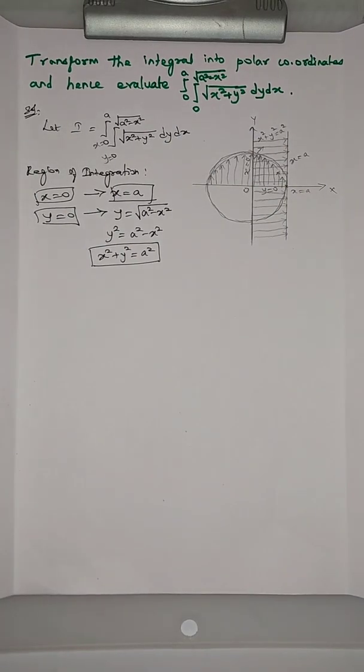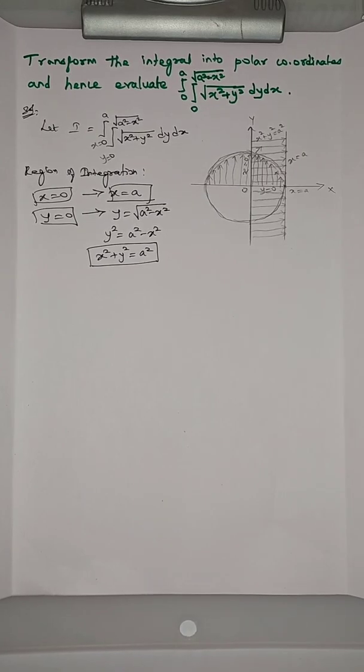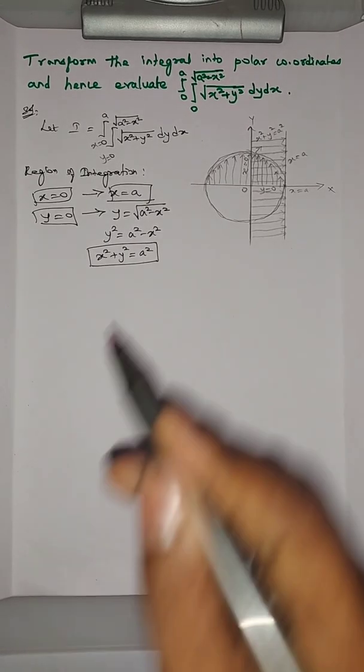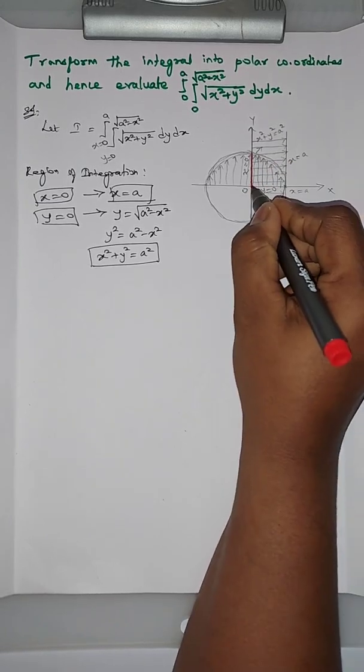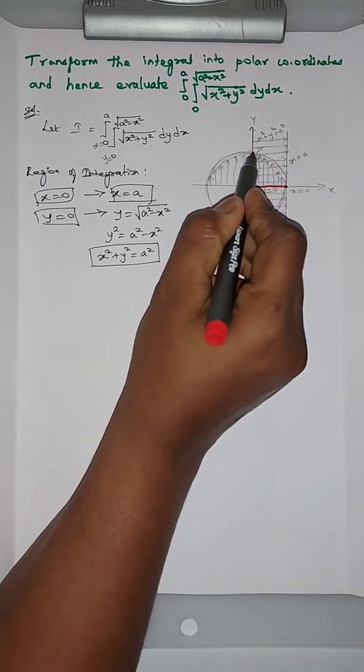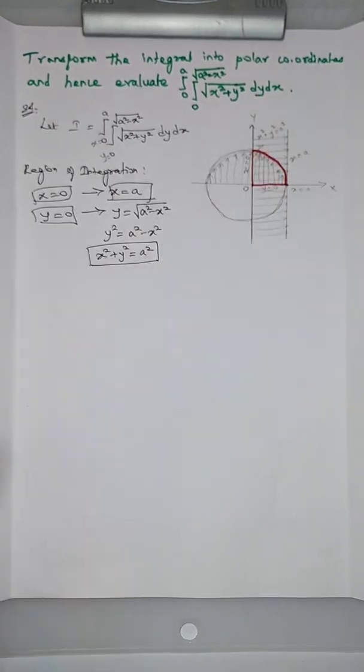So the region of integration is nothing but the intersecting region. Whichever region intersects, that region becomes the region of integration. So this becomes the intersecting region.